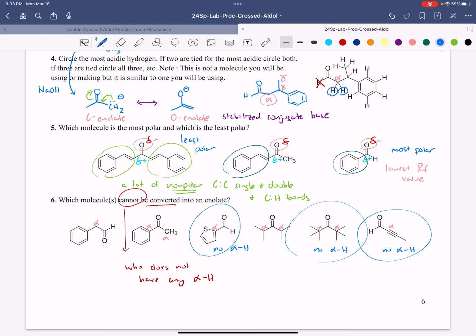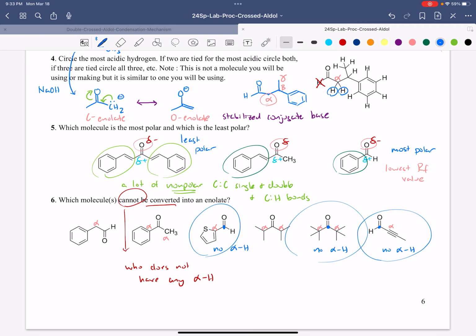These are great partners for cross-aldol because, well, the other partner can form the enolate, and the job of these 3 is to be attacked. Not to be the attacker, but to be the attackee, right? And you're attacking, I like to put the dot. That's where the enolate is going to attack.